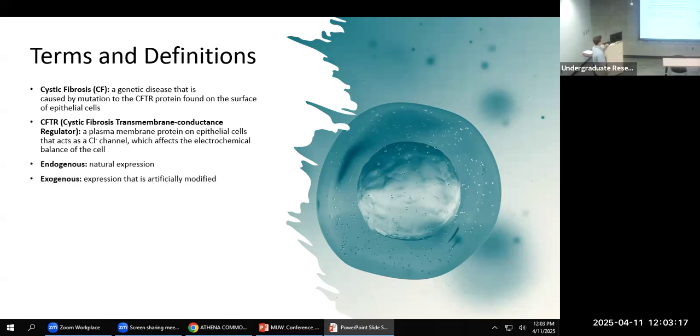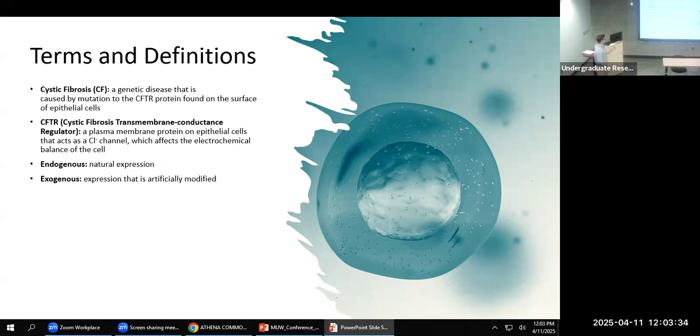I'm going to be referring to endogenous and exogenous cell lines. Endogenous cell lines are just natural expression, just the same as my cells and your cells. There's been nothing genetically modified. It's just natural expression of the cell line specifically.